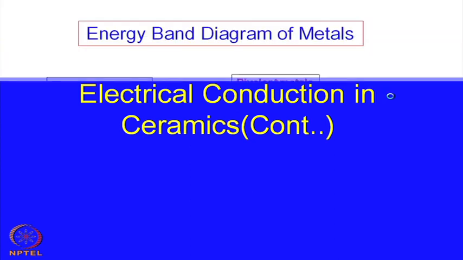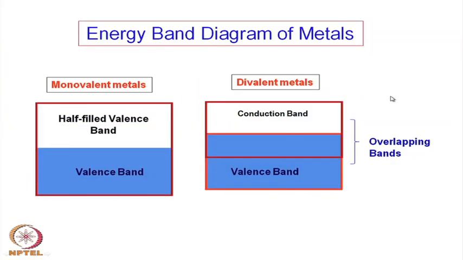So, in today's lecture, we will start by considering the band model, or the energy band diagram, of, in general, the metals. What is the situation in metals? How do the bands look? And what is their interrelationship so far as the energy spectrum is concerned? This is what it looks like.